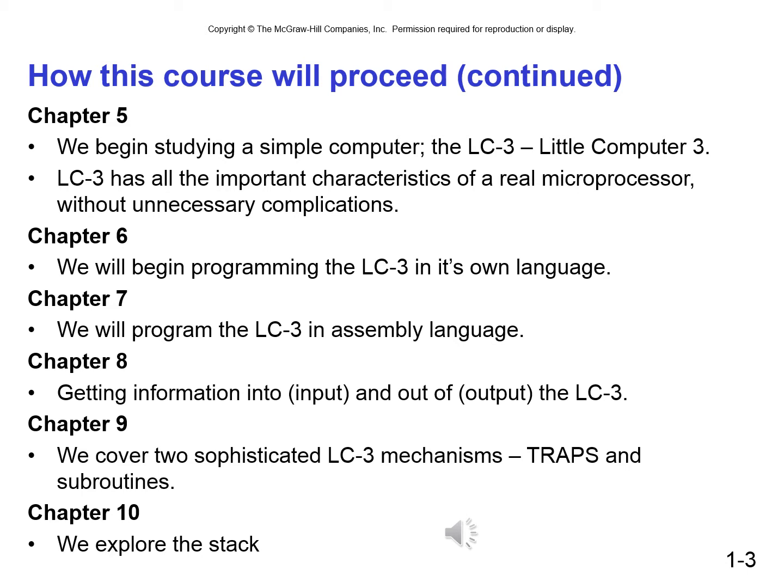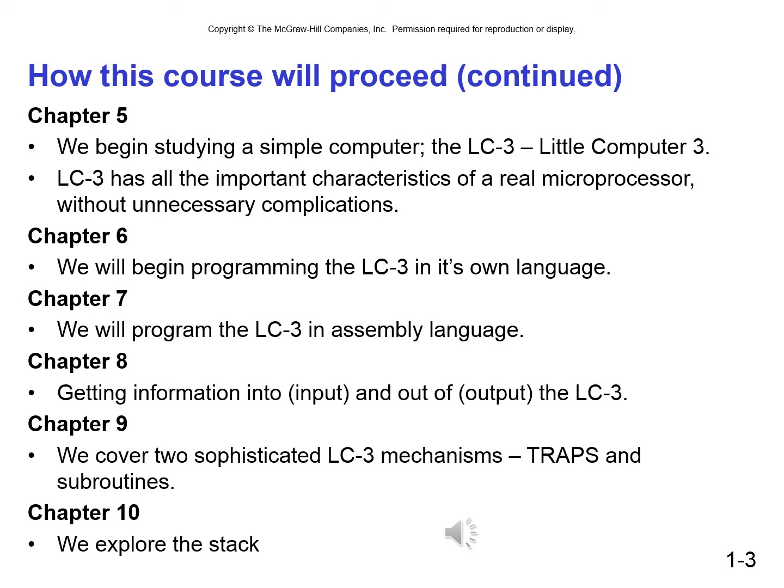And we'll begin to program the LC3 in machine language, and side by side we'll be learning machine language and assembly language. Machine language is 0 levels of abstraction away from the processor, and assembly language is a low-level language, 1 level of abstraction away from the processor.